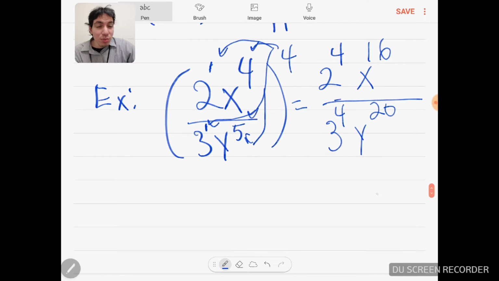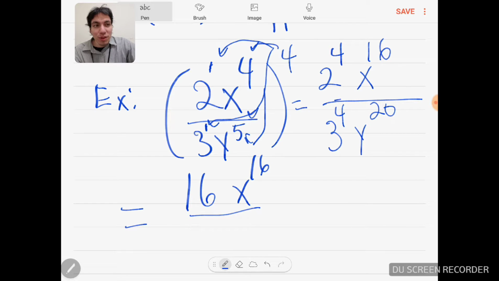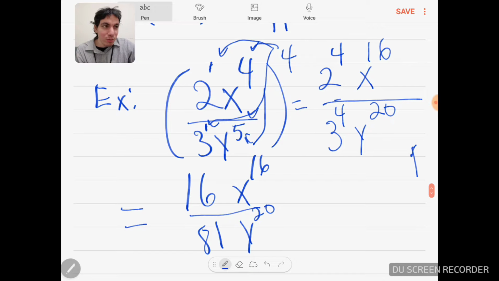But again, in most cases, with these types of problems, you need to calculate what they are. So 2 to the 4th is 2 times 2, which is 4, times 2, that's 8, and then times 2 again, that's going to be 16. x to the 16th over, and we calculated this before, 3 to the 4th is 81, y to the 20th. Okay? Whoopsie. Too many errors.